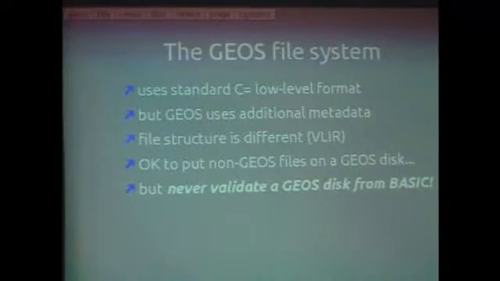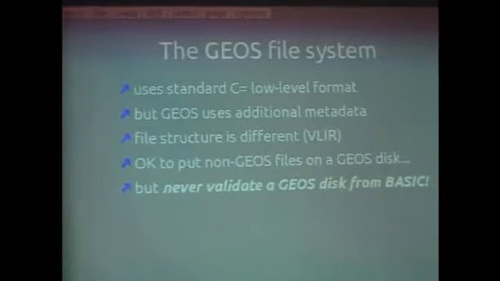So for example, in a standard Commodore directory entry, like on a 1541, there are bytes that are just blank, they're unused. And GEOS will use those, for example, to put a flag there, is it a VLIR file? To put the date and time stamp, to put the GEOS specific file type there, like is it application data, is it a program, and so forth. So it's okay to put non-GEOS files on a GEOS disk, but the one thing you must never ever do is validate a GEOS disk from Commodore BASIC.